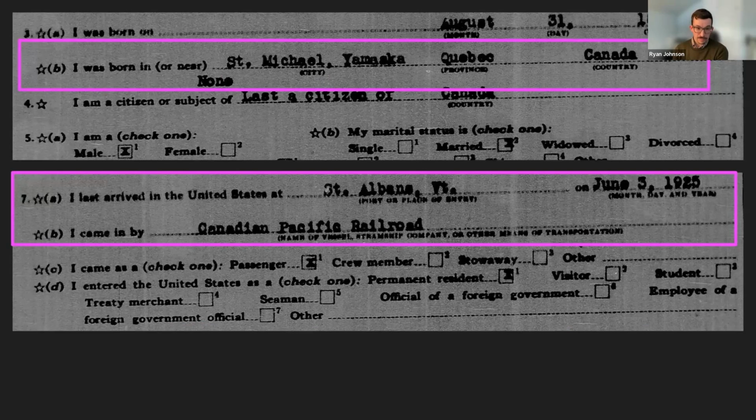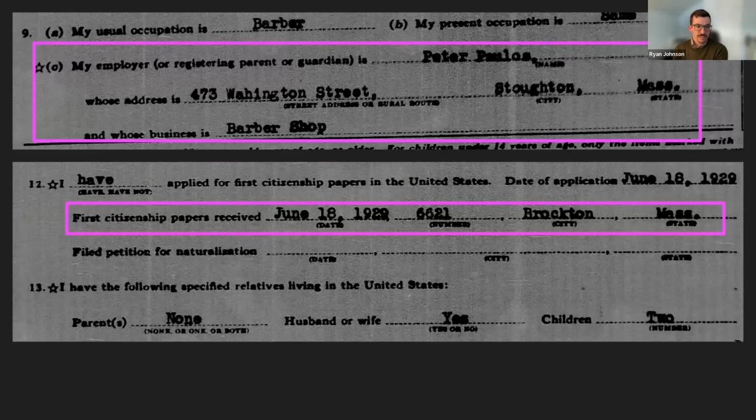Maybe you haven't found the city written down anywhere else. The next highlight box is "I last arrived in the United States at St. Albans, Vermont, on the Canadian Pacific Railroad" with a specific date. If I hadn't found the passenger arrival record yet, I have a very specific place to look now. More of his questions: my employer is Peter Paulos in Stoughton, Massachusetts. So now I know he's working in the next town over, and I have an associate that I can research.